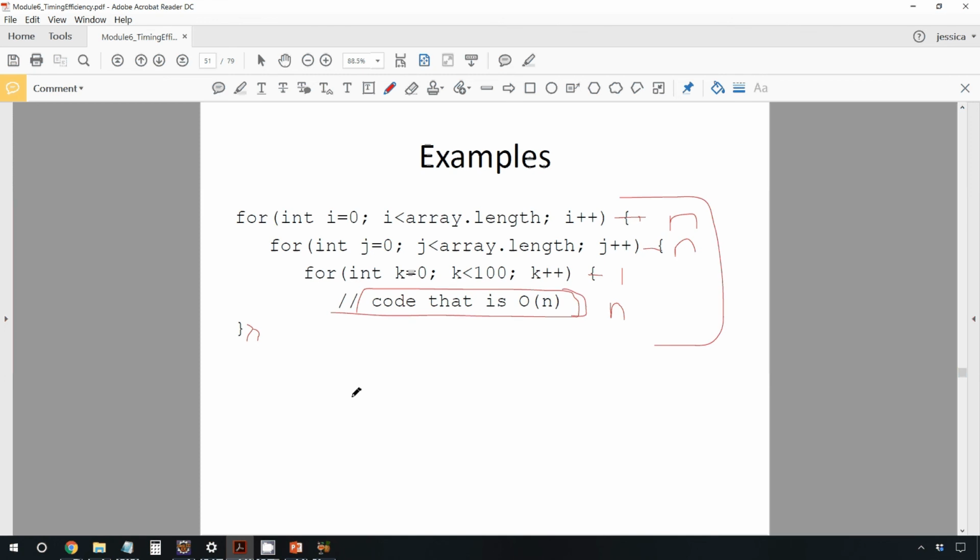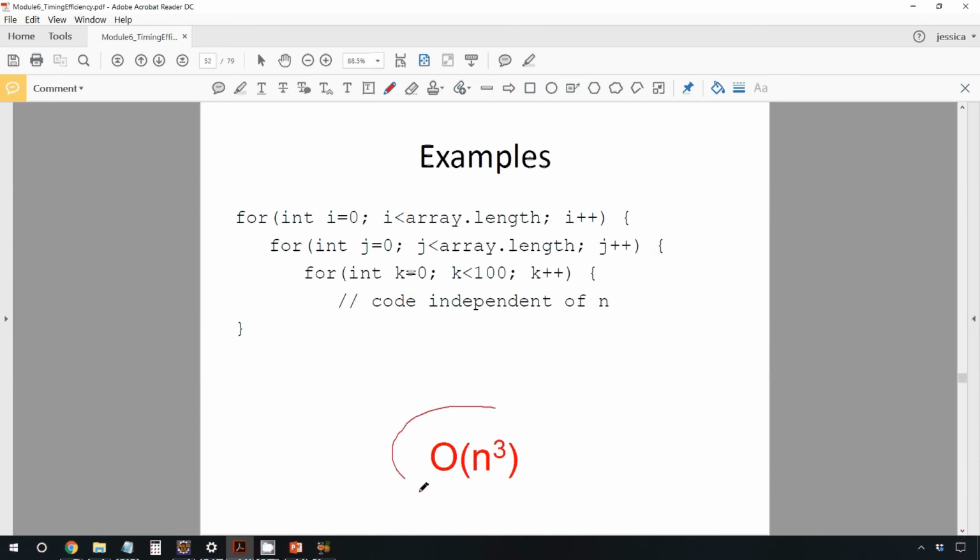Because these are all nested together, I multiply. So I'm going to get n times 1, or you can think about it as 100. It doesn't really matter because we know we're going to drop it, times n again, and that's going to be n cubed. So this algorithm is n cubed.